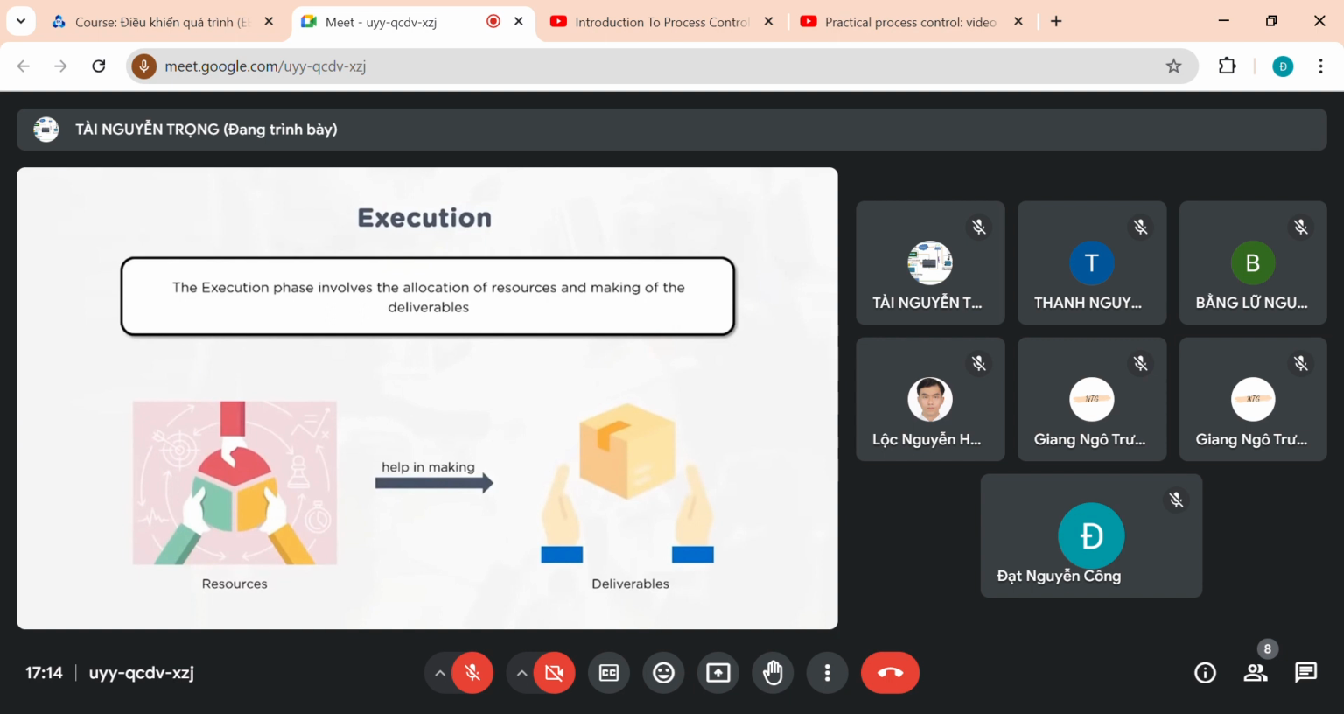Now let us look at the scope. What does scope mean? Scope is about what needs to be delivered. What is in scope? What is out of scope? This refers to all those deliverables and all those activities in scope. Basically we speak about 2 things: one is product scope and the other is project scope.